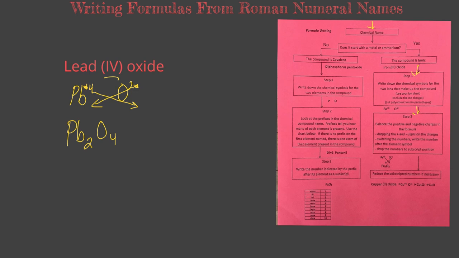Now this helps us balance the charges, but this is not how that compound will exist. If you look at this last instruction here on this flowchart, it says reduce the subscripted numbers if necessary. So with ionics, if you can reduce these numbers, if there is a common multiple between the 2, you must reduce them. And that common multiple here is 2. So this becomes PbO2.